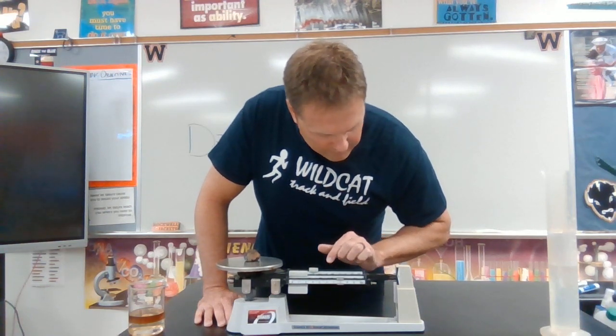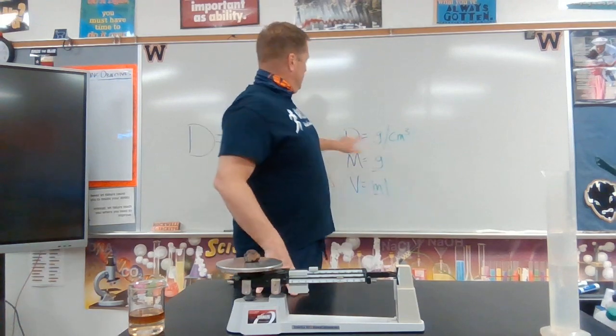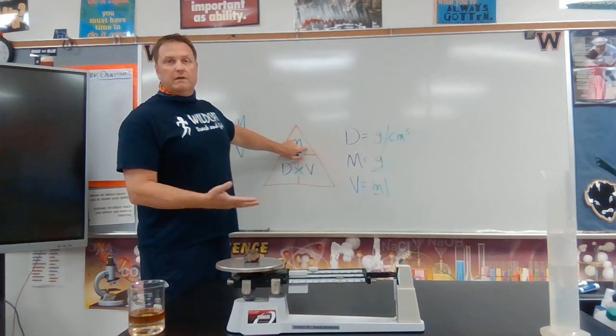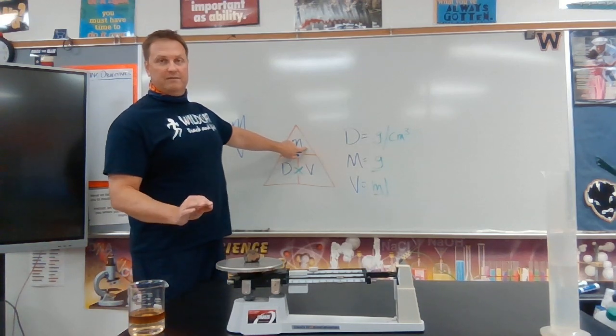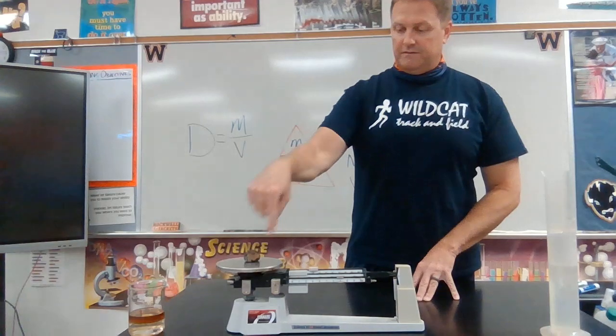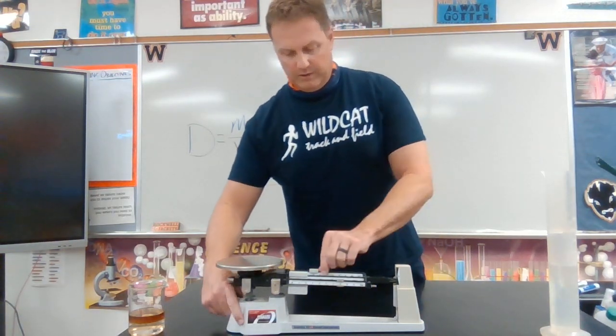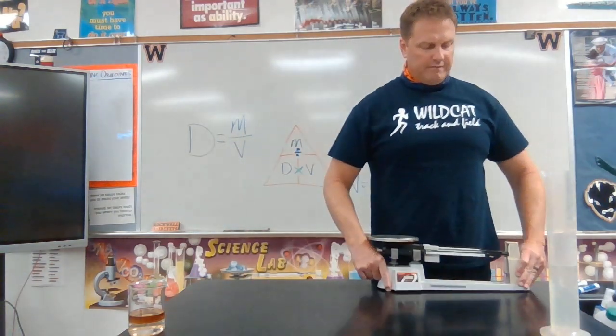So the rock is 36 grams. So you've got a mass of 36 grams. So you know which mathematical calculation you're going to do to find the density. You're going to do division, because this is the mass. Next, we're going to look for the volume.